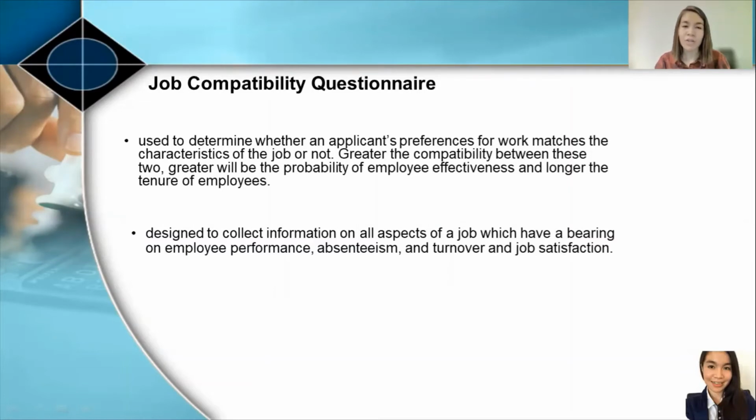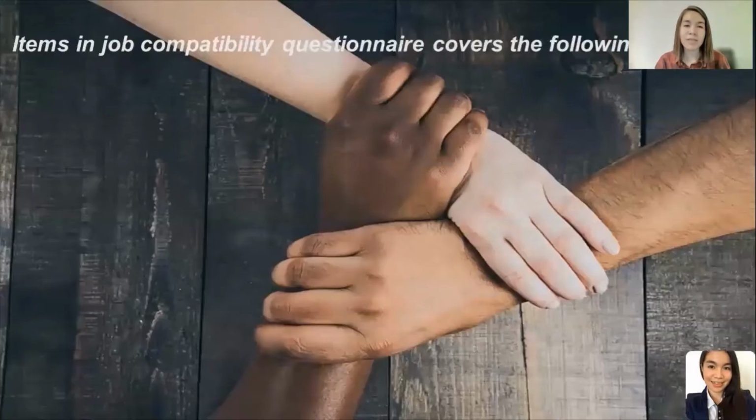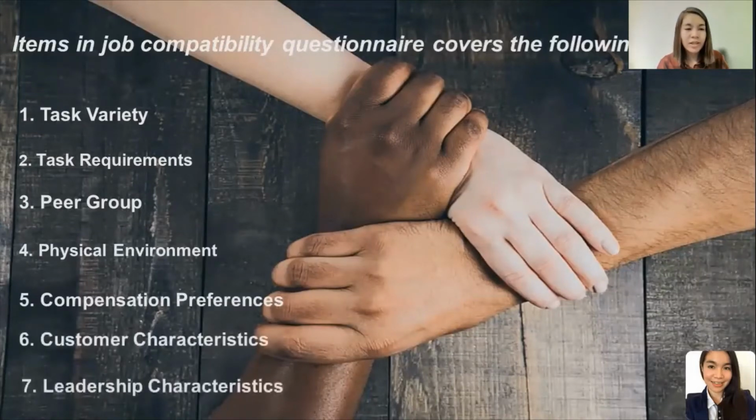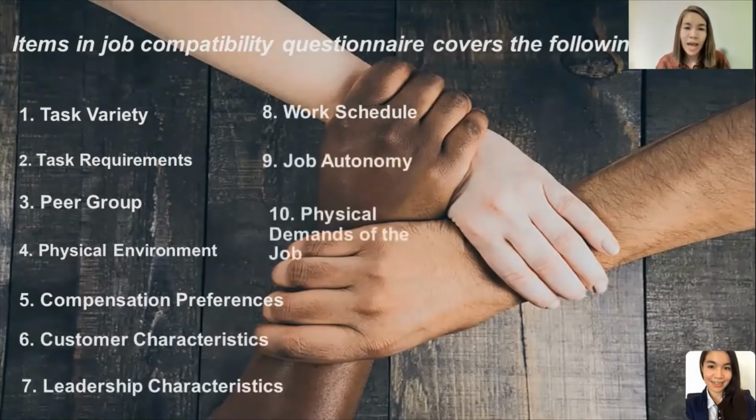It is designed to collect information on all aspects of the job which have a bearing on employee performance, absenteeism, turnover, and job satisfaction. So here are the items in the job compatibility questionnaire. First is task variety, task requirements, peer group, physical environment, compensation preferences, customer characteristics, leadership characteristics, work schedule, job autonomy, and physical demands of the job. These are the factors that are considered by the applicant in the job compatibility questionnaire.